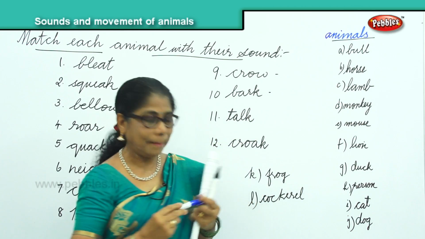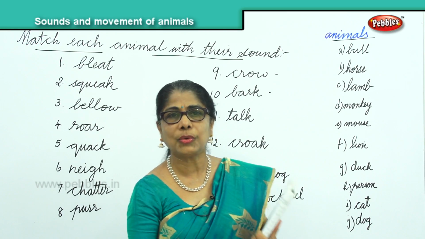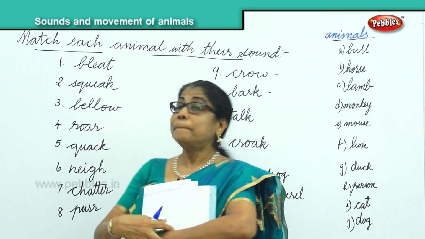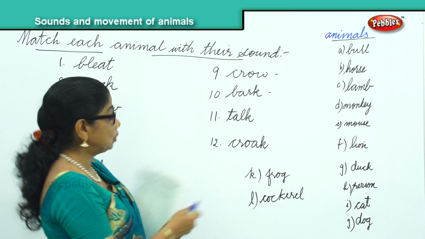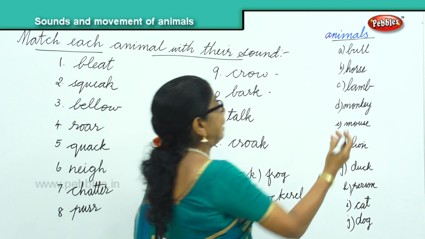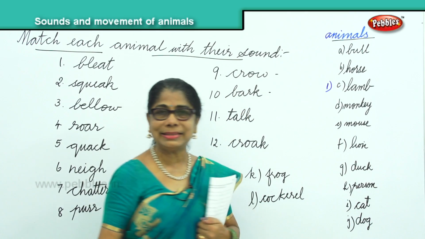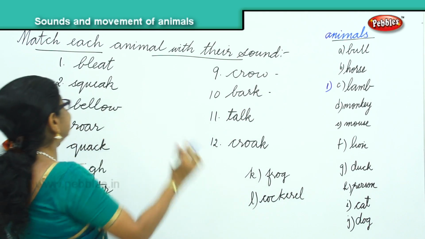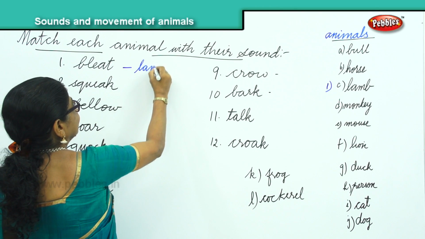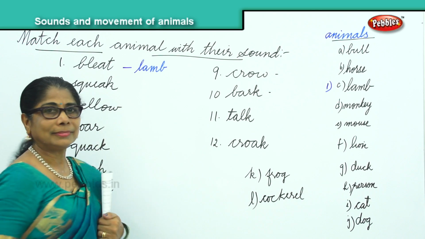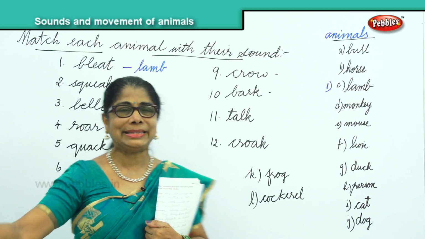Alright, let's make the connection between the two. Alright, now let's look at the first one. Bleats. Who bleats? Very good. So the first one is, who bleats? A lamb. This is number 1. A lamb bleats. And when you see a little lamb, you say, oh, look at them. The lamb bleats. Very good.